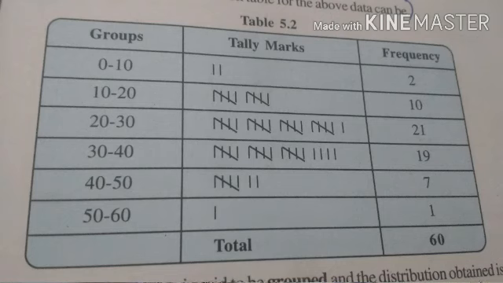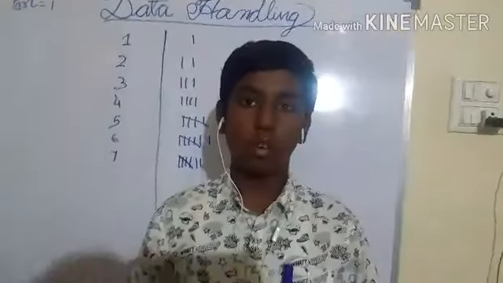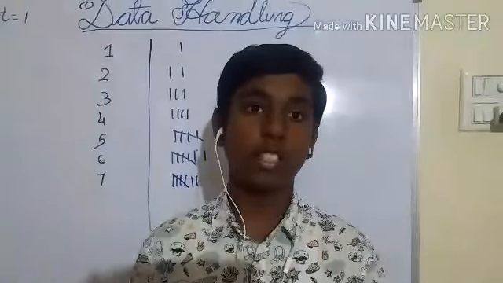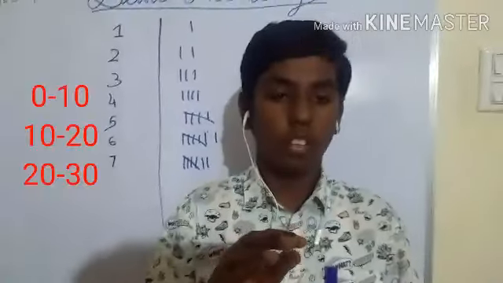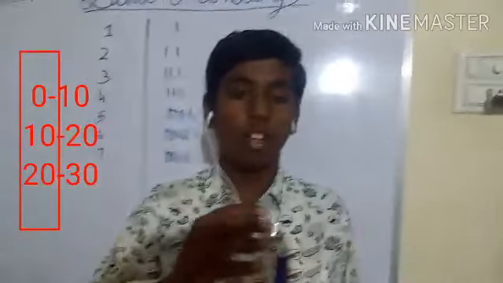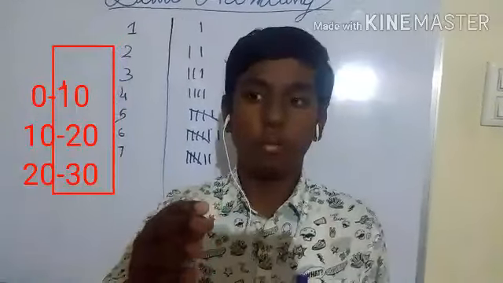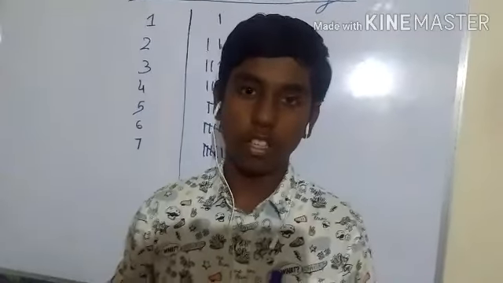40 to 50, 7 have got, and 50 to 60 only 1 has got. So data presented in this manner is called grouped frequency distribution. And you know one more thing: 0 to 10, 20 to 30 marks, etc., these are called class intervals. Briefly, on the left side, these are lower class limits, and on the right are upper class limits. And the difference between the lower class limit and upper class limit is the width or size, called the class interval.